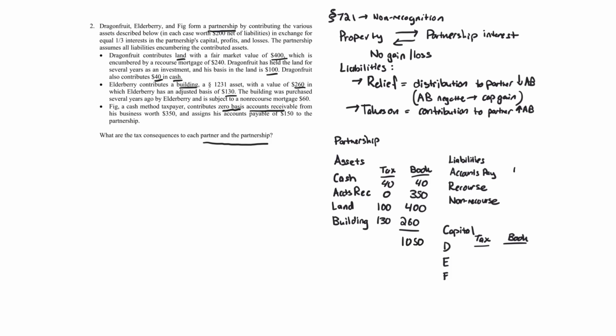The liabilities. Accounts payable, we've got 150. Recourse liability, we've got 240. And non-recourse liability, we've got 60. When we add those up, we get 450. So the book capital account should equal 1050 minus 450, which is 600. Since they each own 1/3 of the partnership, 200, 200, 200.